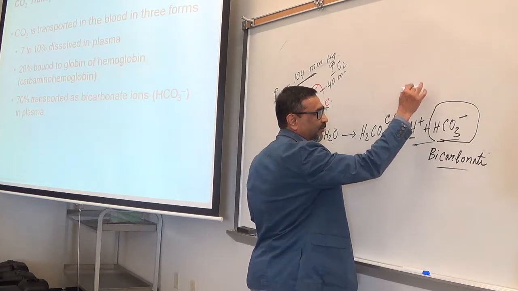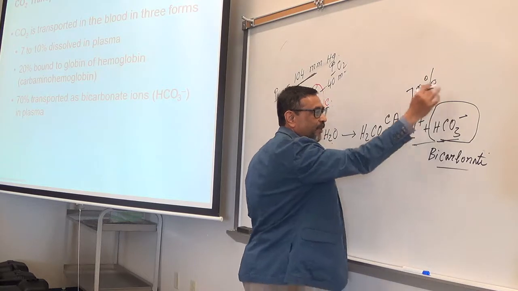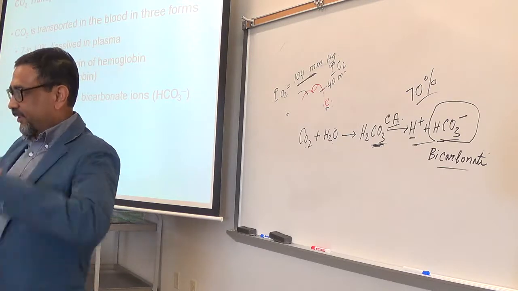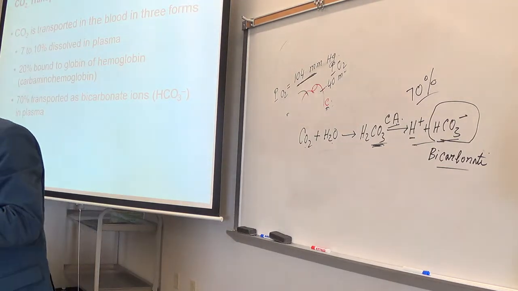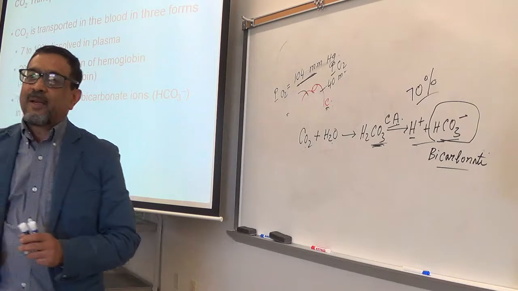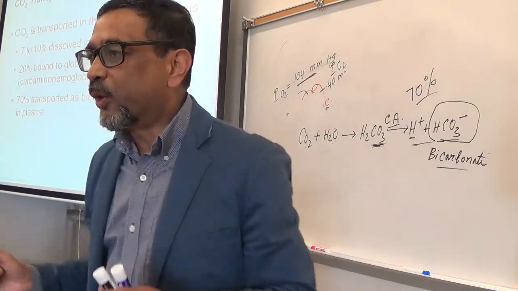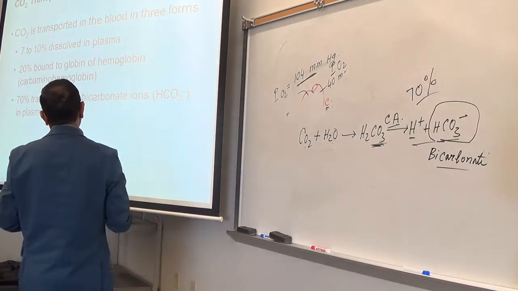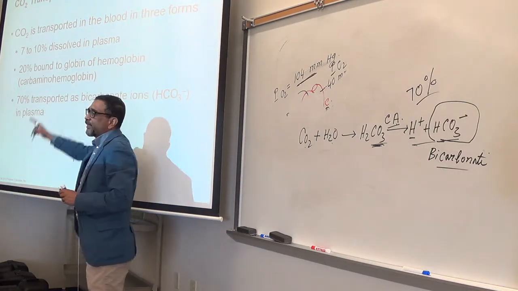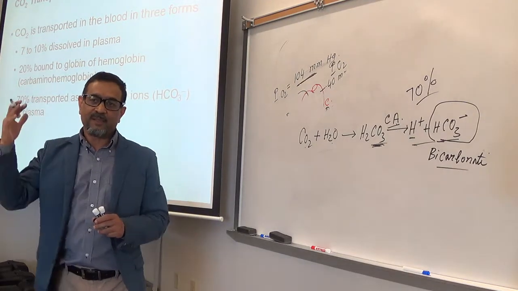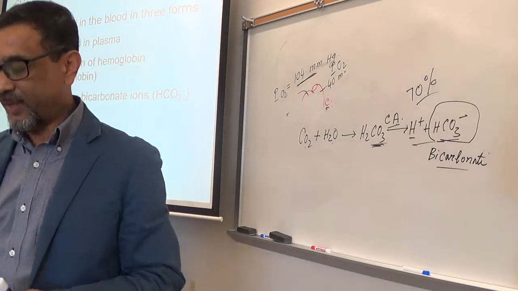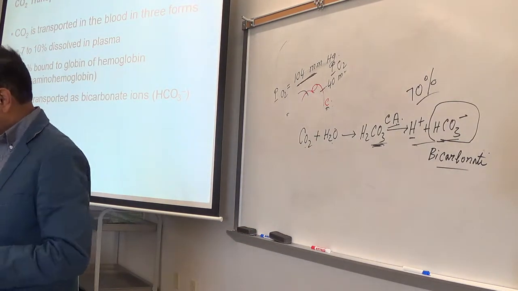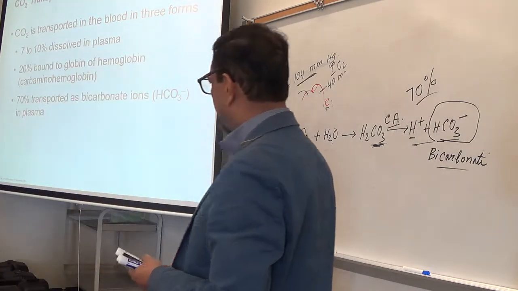How much? 70% by volume. Most of the carbon dioxide is transported by the blood as what? Bicarbonate. And 20% binds with hemoglobin to form carbaminohemoglobin, and only 7 to 10% is directly transported by the plasma as carbon dioxide, dissolved in plasma. So that's how the carbon dioxide is transported by the blood.